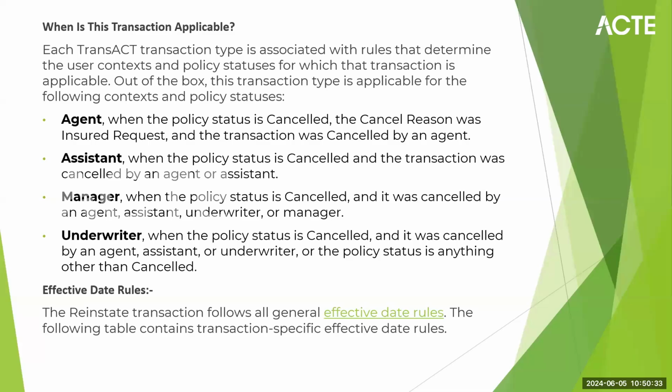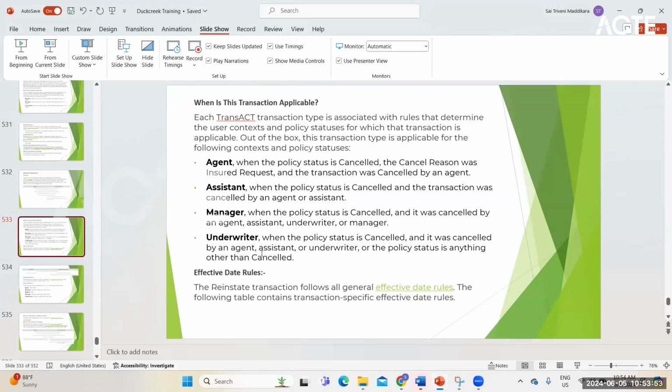When the user has logged in as a manager, the policy status should be cancelled, and it should be cancelled by an agent, assistant, underwriter, or manager. Then only this transaction will be applicable. Underwriter. When the user has logged in as an underwriter, the policy status should be cancelled, and it should be cancelled by an agent, assistant, or underwriter, and the policy is anything other than cancelled. Okay, the policy status can be anything other than cancelled. Effective date rule.